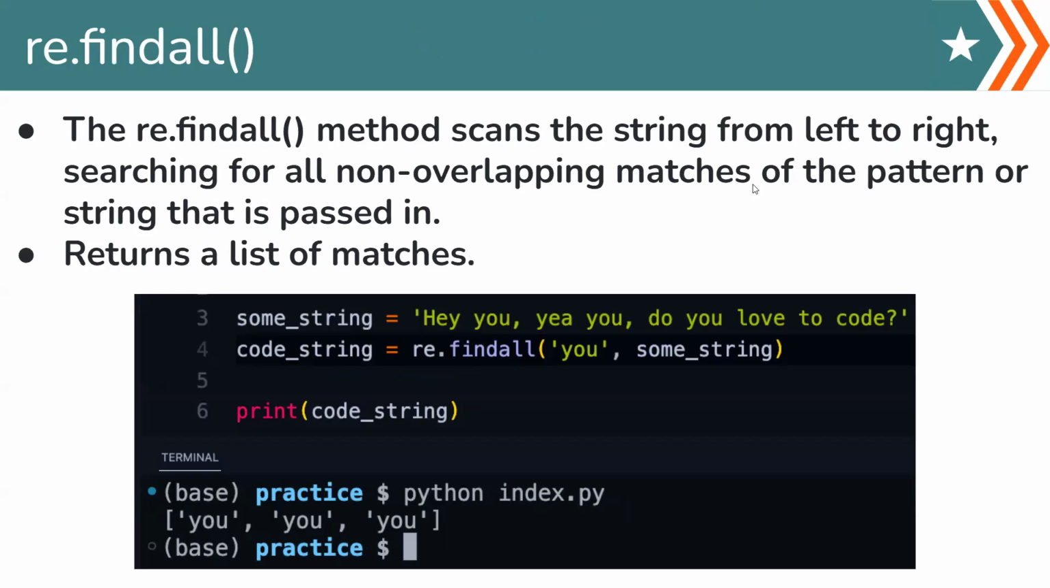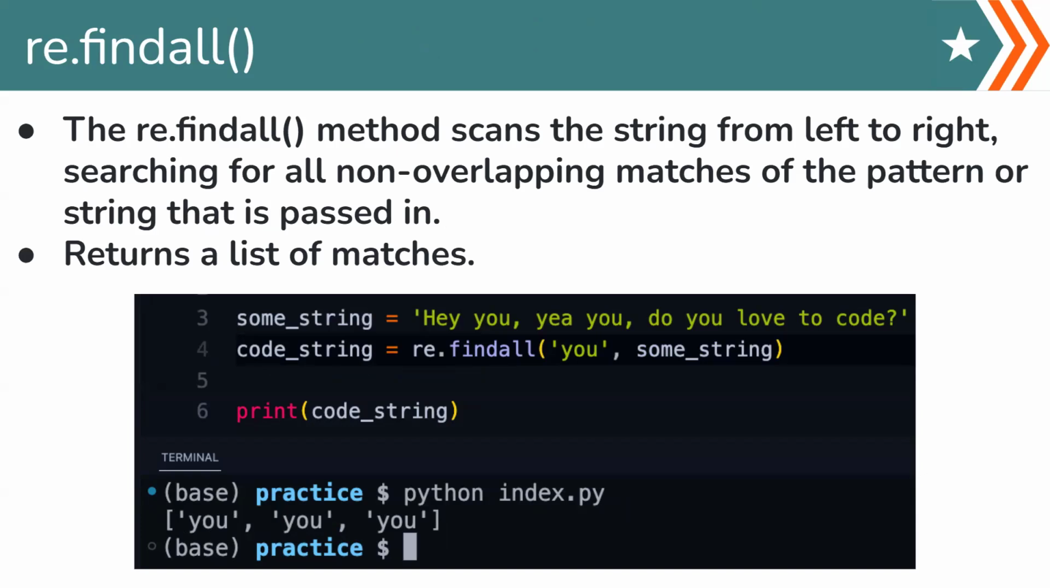The findall method scans the string from left to right. So we talked about the sub. Here's the findall method. It scans the string from left to right, searching for all non-overlapping matches of the pattern or string that is passed in, and it returns a list of matches.